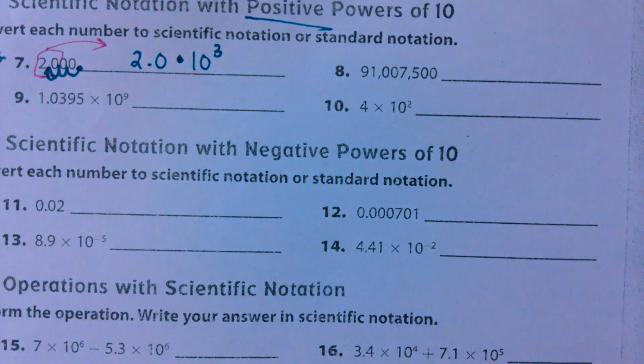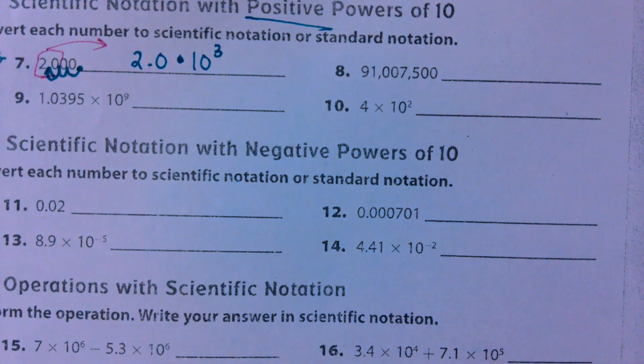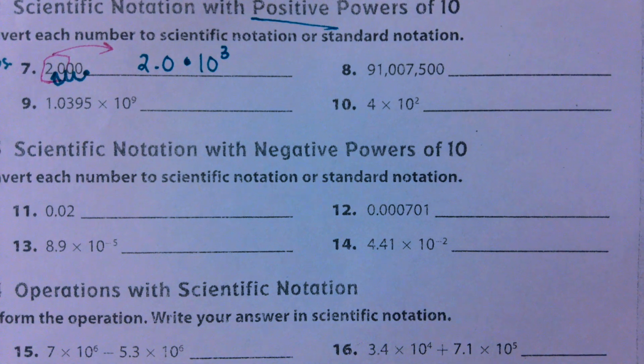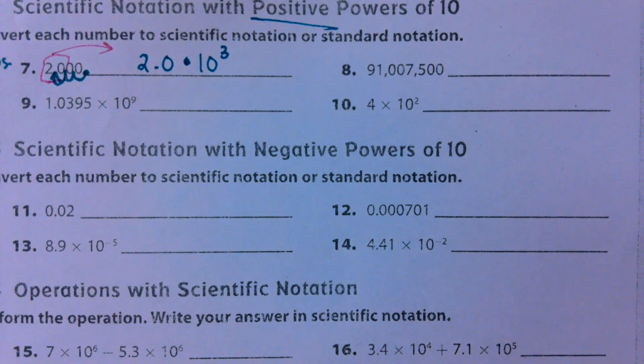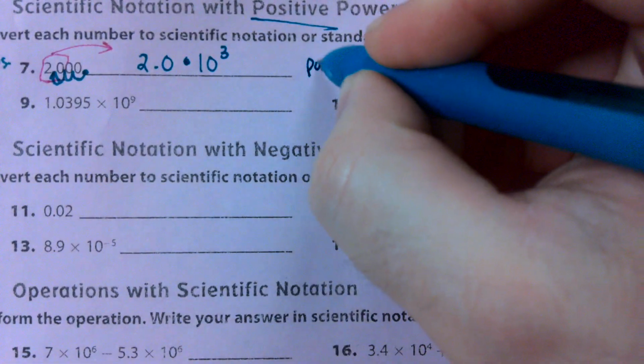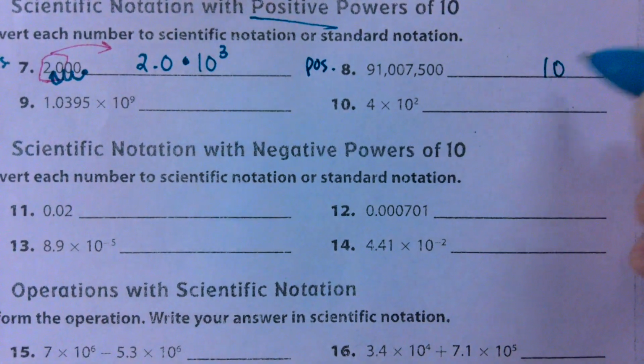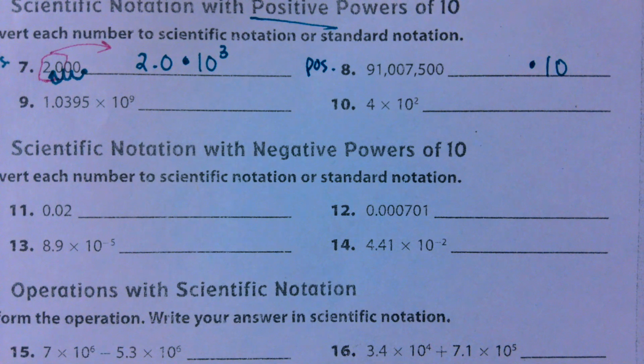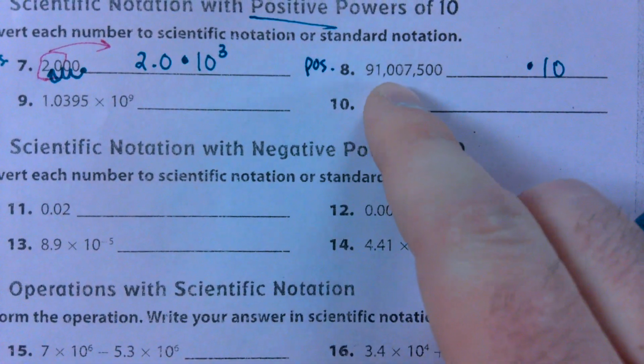Where's my decimal in number 8, though? Is number 8 bigger than 1 or smaller than 1? Bigger than 1. We're going to have a positive power of 10. Something times 10 to the something. Where's my decimal point in this number right now?